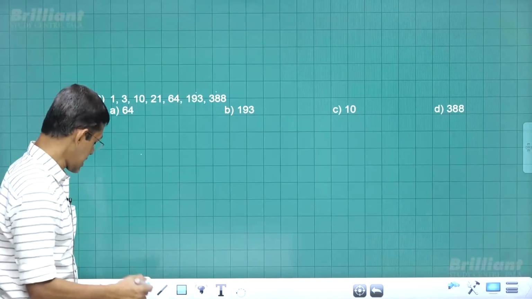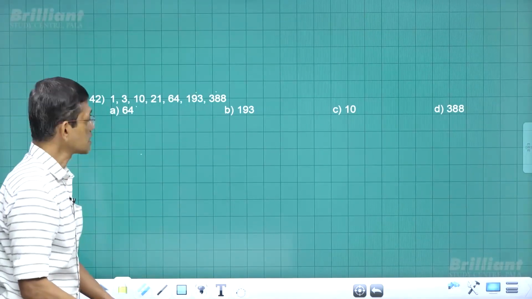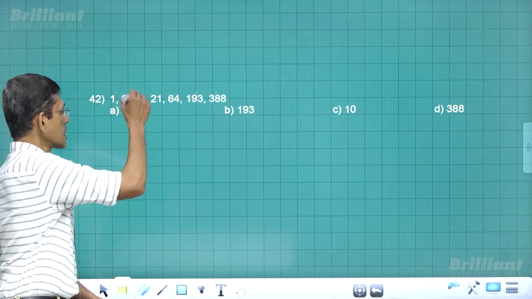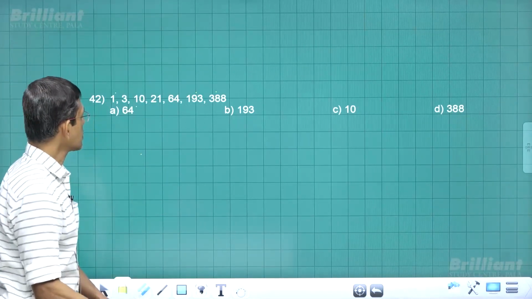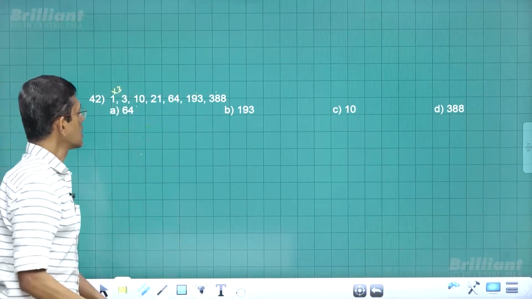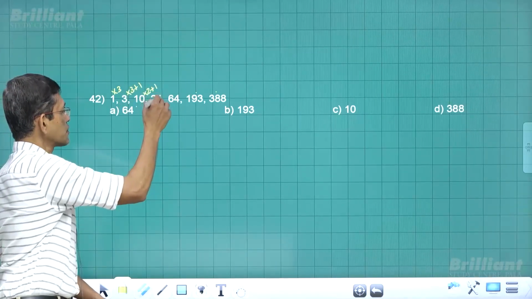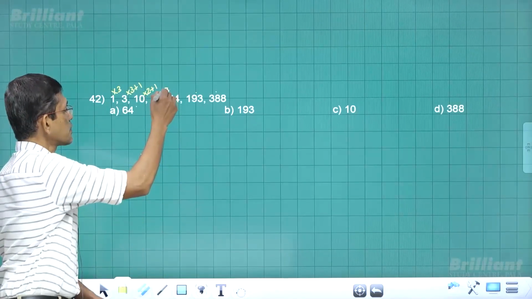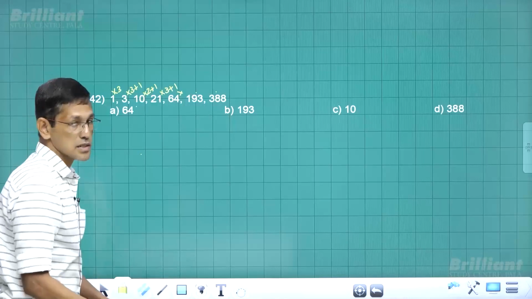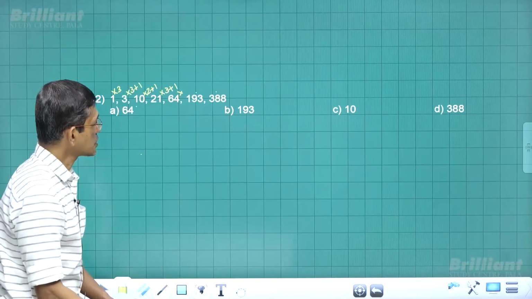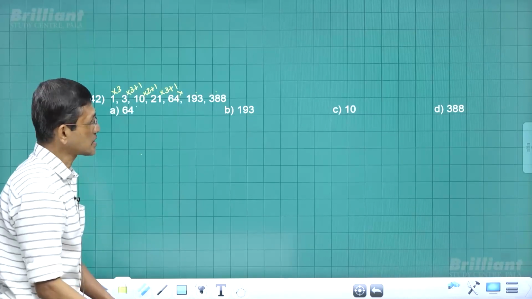Now, is there anything else? We see that the question is not to find the next number in the series. We need to find the wrong number in the series. So here it's 1 and 3, 3 and 10, 10 and 21, 21 and 64. If you take a closer look, 1 into 3 is 3. Okay, that's good. 3 into 3 is 9 plus 1, 10. Then 10 into 2 plus 1 is 21. 21 into 3 plus 1. So into 2, into 2 plus 1, into 3 plus 1. What is next? Into 4 plus 1. 64 into 4, how much is that? 60 into 4 is 240 something, right? So this is 193. Doesn't work.